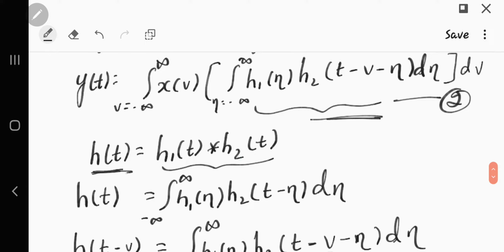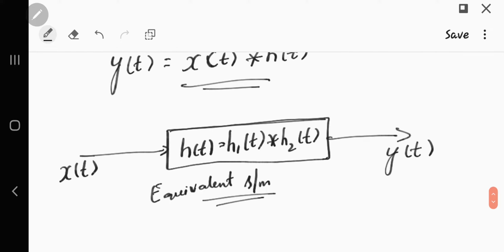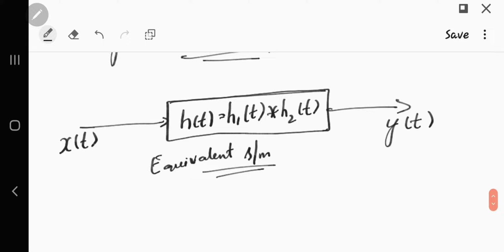So based on this, we have written h of t is equal to h1 of t convolved with h2 of t. So considering this fact, we can say that the impulse response of an equivalent system representing two LTI systems which are connected in cascade is the convolution of their individual impulse responses. Okay. So if a system is connected in cascade, then the overall system impulse response is the convolution of the individual impulse responses. That is the meaning of it.